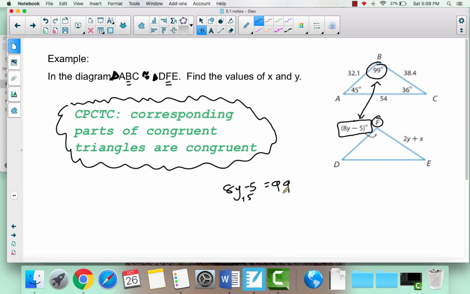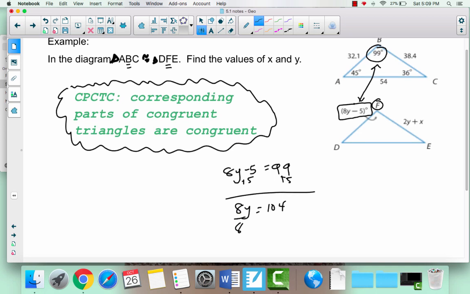If we add 5 over, we get 8y equals 104. Then we could divide both sides by 8, so we get 104 divided by 8. 8 goes into 10 once, and 8 goes into 24 three times. So we get that y is 13, and there's our first solution.